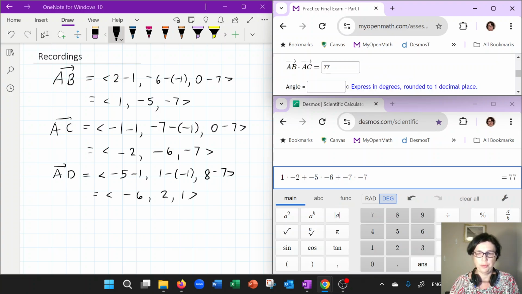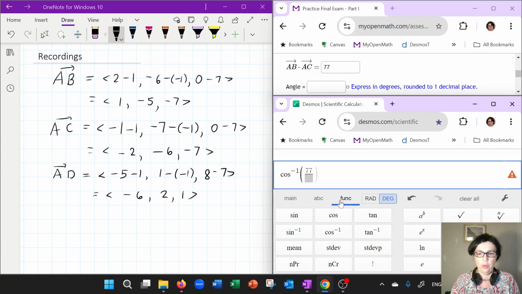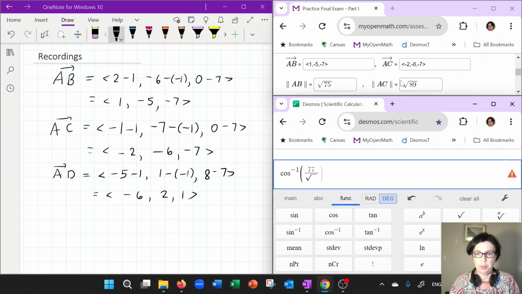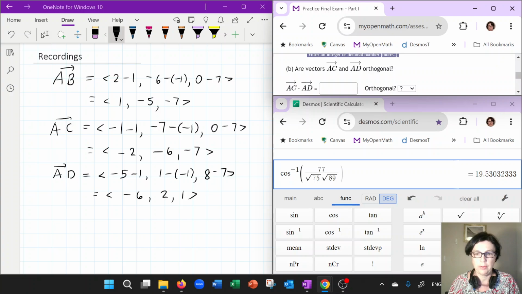Now, if I want to find the angle between these two vectors, AB and AC, the way I do it is I'm going to go to function and make sure that it's in degrees, and then click on inverse cosine. On the top, you want your dot product. On the bottom, you want the magnitudes multiplied. So I've got square root of 75, and then I've got another square root of 89. And that will give me my angle that goes in here, 19.5 degrees.